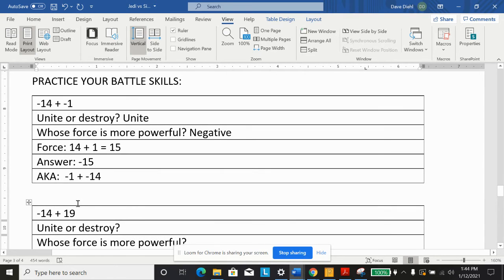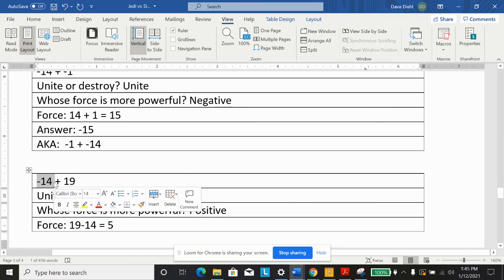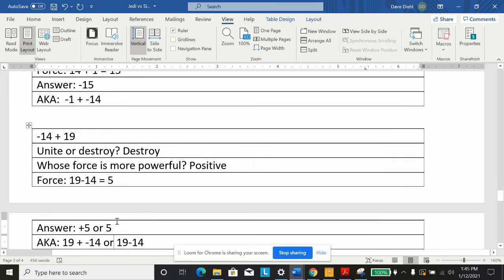How about this one? -14 plus 19. Is this unite or destroy? You should have said destroy because the signs are different. Whose force is more powerful? You should have said positive. I know it's positive because there are more positives than negatives. And when I destroy, I simply subtract to see how many soldiers are left over, and there are 5 soldiers left over, because I say 19 minus 14. Then I look to see how many are left over. Are they on the good side or the bad side? They're on the positive side, the good side. So I'm going to say the answer is +5 or just 5.